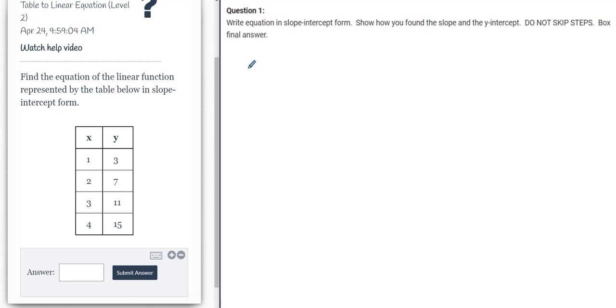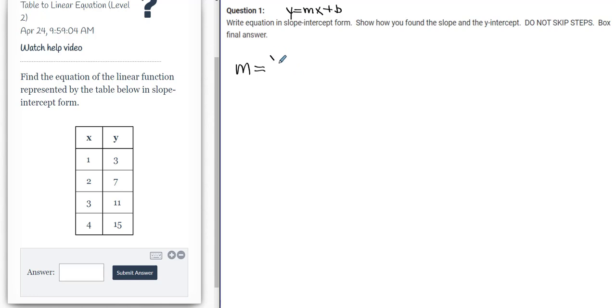So when we're trying to write equations in slope-intercept form, please remember that when it says slope-intercept form, that's y equals mx plus b. That's our y-intercept. That's our m. So first thing we're going to have to do is find our m.